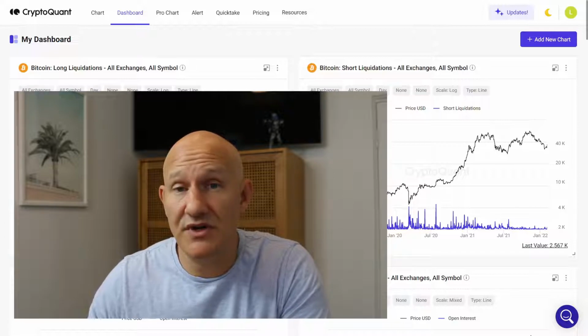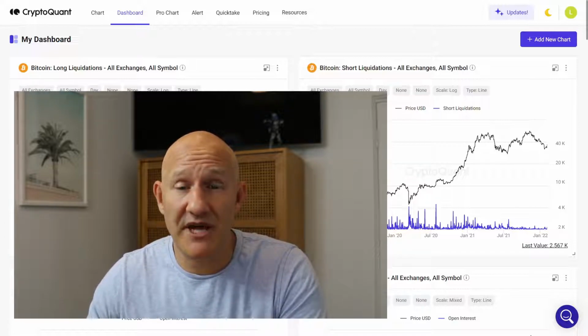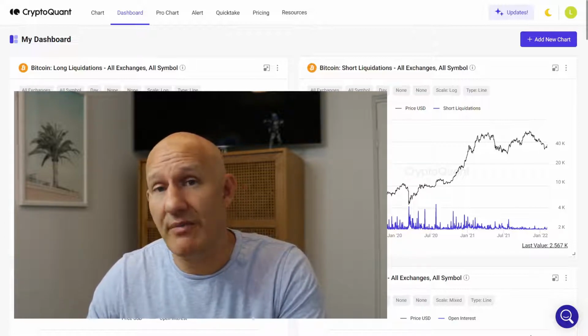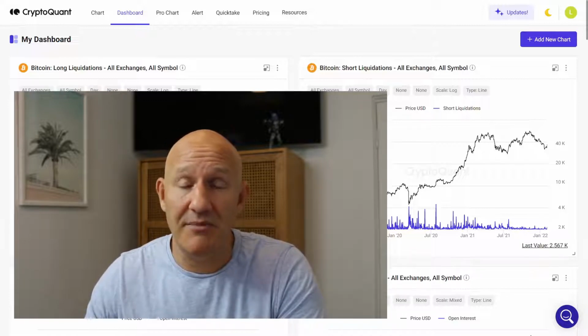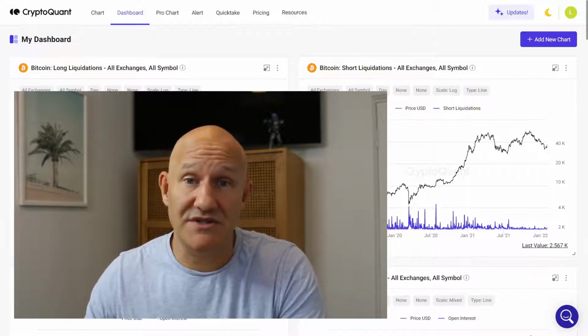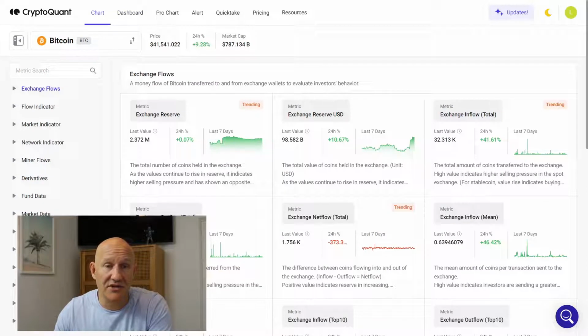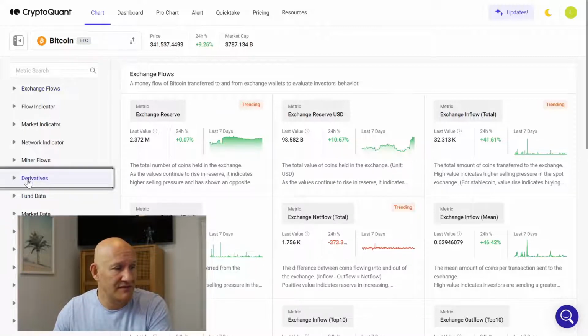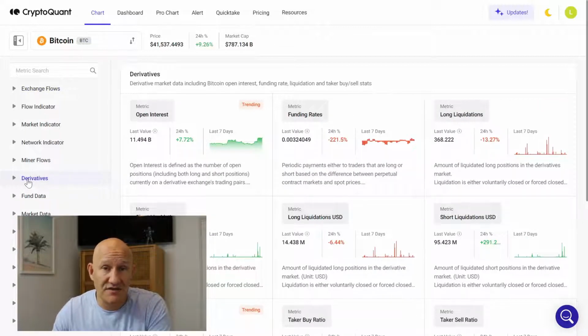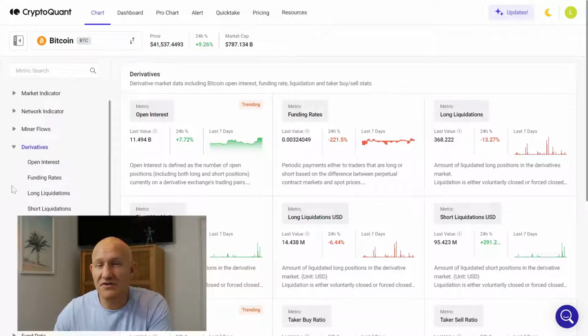But for now, we'll just look specifically at some information around futures, and I'll talk about how you can use that in helping you to make some of your trading and investment decisions. Once you've created your account on CryptoQuant, you'll be able to go into their charts and start pulling down information. If you navigate over to derivatives, that'll give you access to a whole bunch of different charts. I'll just run through a couple of the ones that I think are worth looking at and explain how you can use those in your trading.